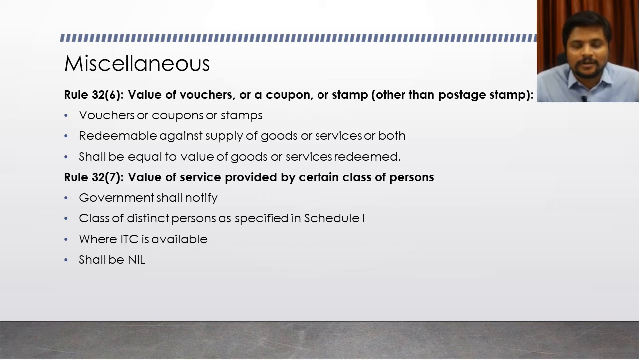This rule says what? The valuation for the service can be nil for the supply between distinct persons. The distinct persons will be notified by the government, or the type of service will be notified by the government. Everything whatever is notified by the government, the valuation can be taken as nil. That is what this particular sub-rule says under Rule 32.